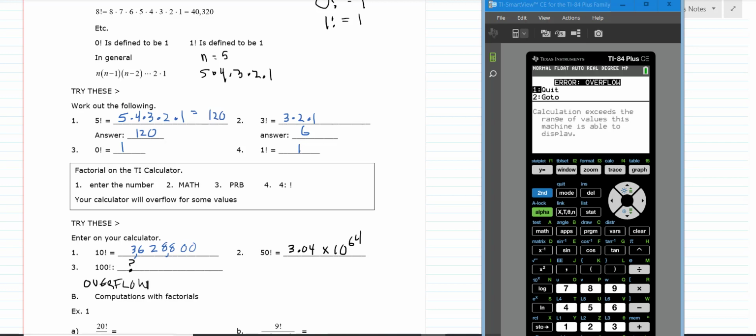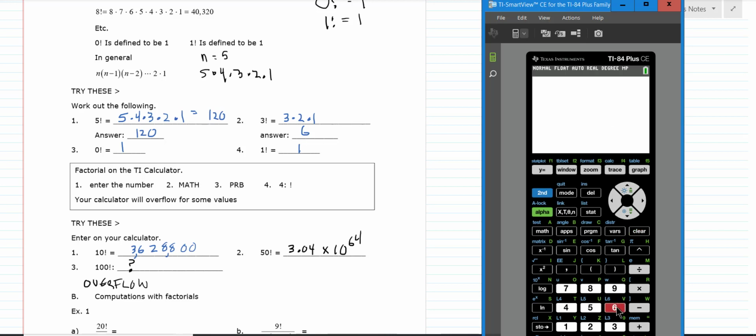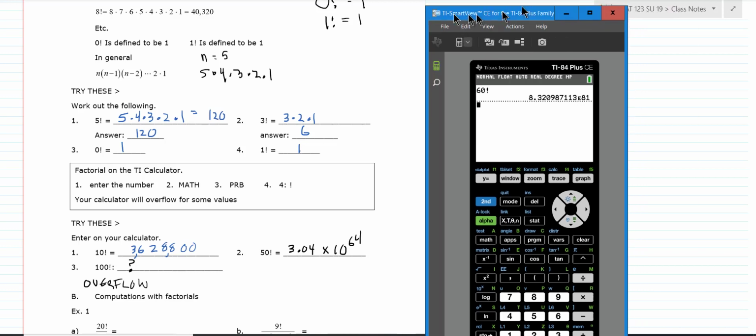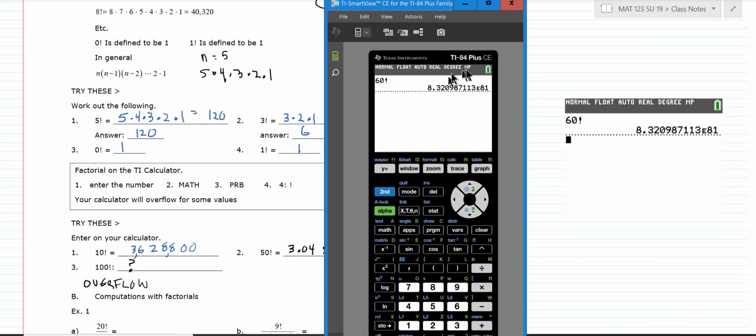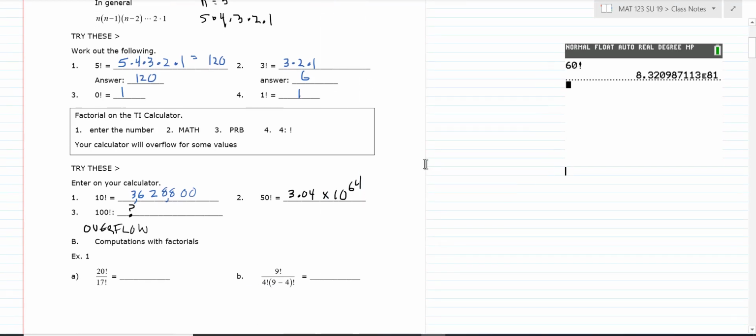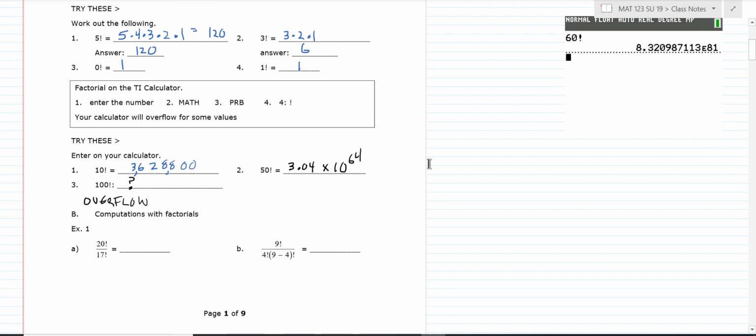I think when you get up to around 60 factorial, somewhere in there, that's where it tends to overflow. I can't remember exactly, it doesn't matter. I'm going to just try that out of curiosity. 60 factorial. Yeah, see, that's up to the 81st power and so forth. So it only goes up to the 99th power in scientific notation on these calculators. Okay, now what we're going to do is do some computations with factorials.